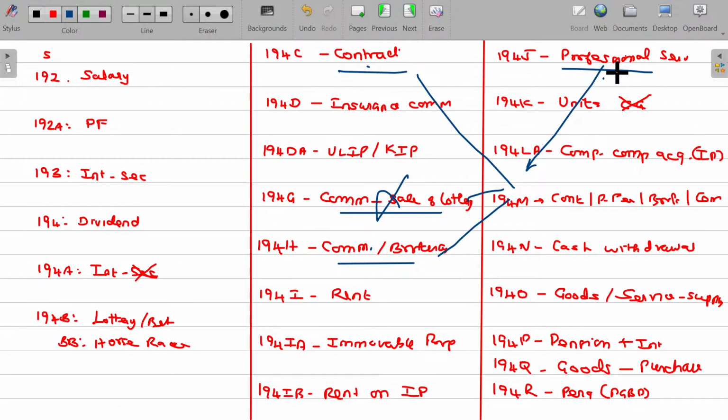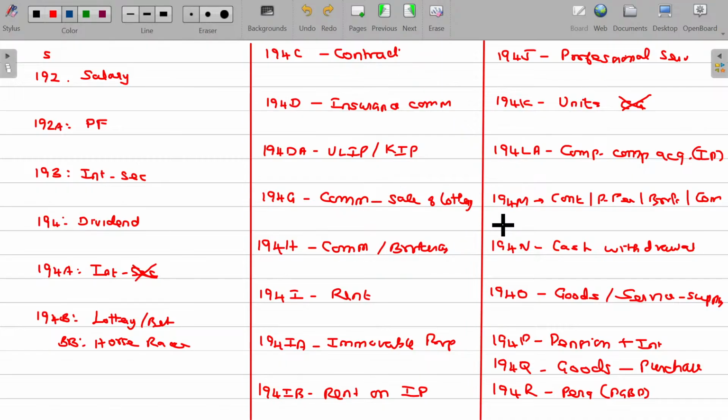If we escape in those three sections, then one more condition is laid in 194M, M for many. If those conditions are satisfied, then it is subject to TDS under section 194M. If you are escaping from those three sections, then automatically one more condition is laid and you will be cornered for TDS deduction under section 194M.